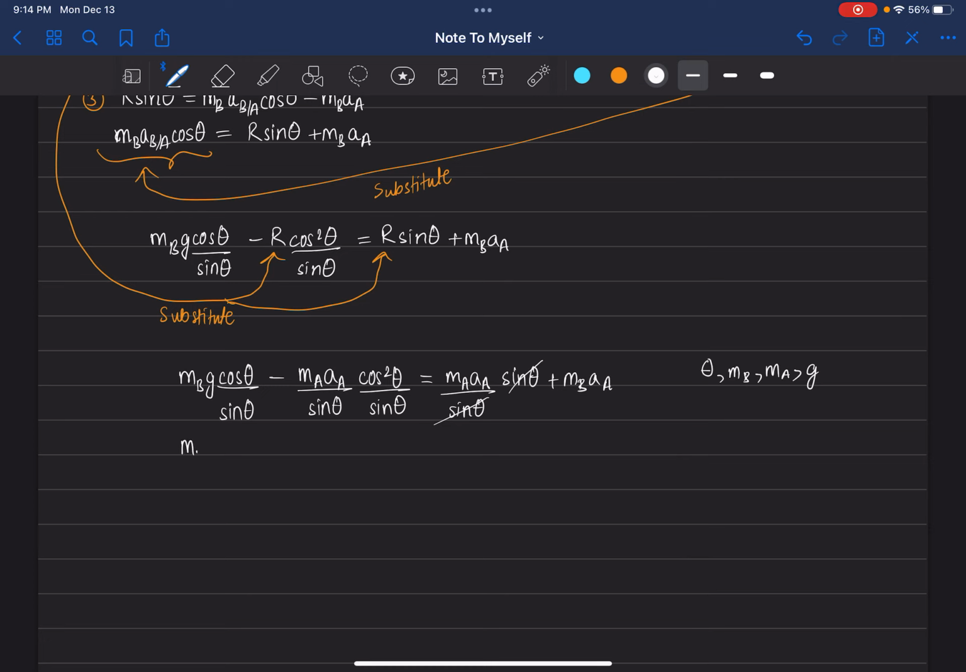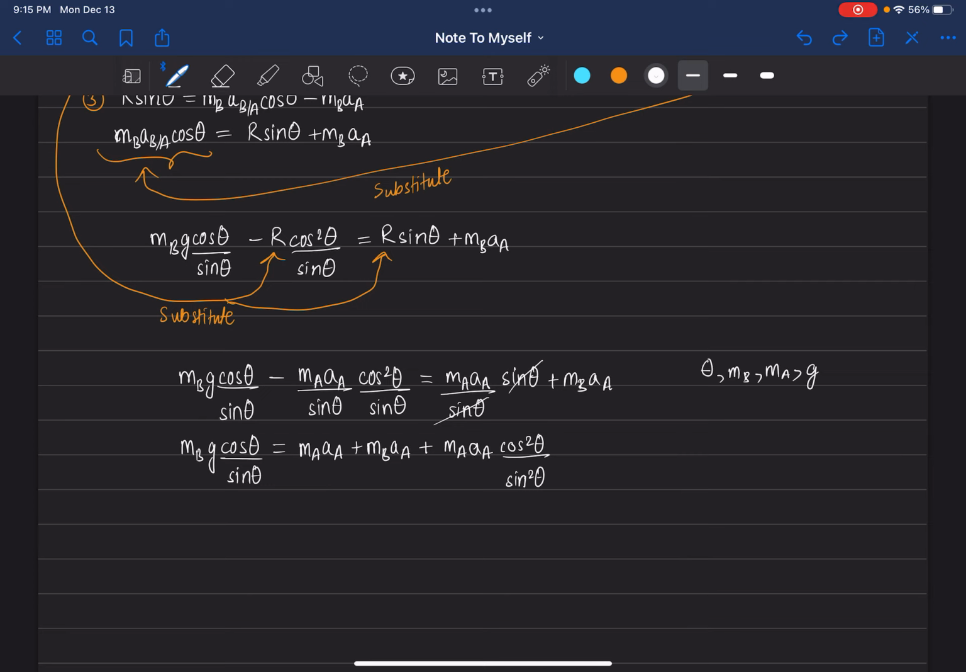Okay, so I'm going to do some basic algebra here. So m of a, a of a, plus m of b, a of a. So I'm going to move this to the other side. So m of a, a of a, cosine squared theta, sine squared theta. Okay, let's see, what more can we do? So I'm going to multiply this whole thing by sine squared. No, let's not do that. That would just make my life even harder.